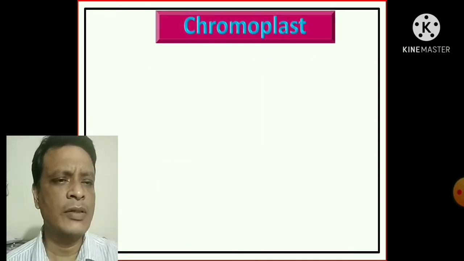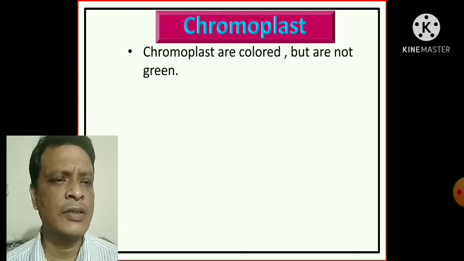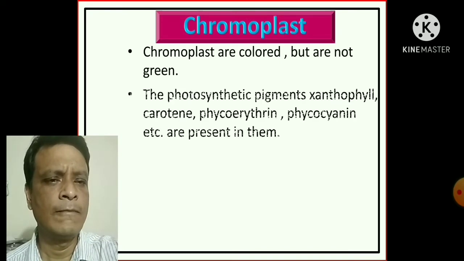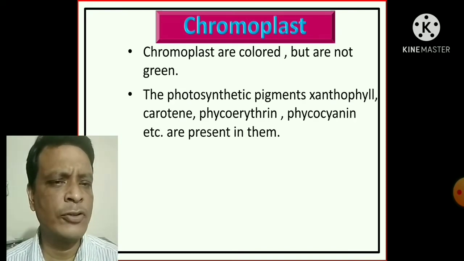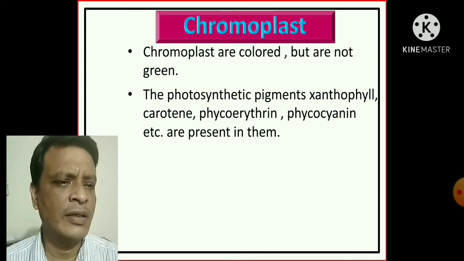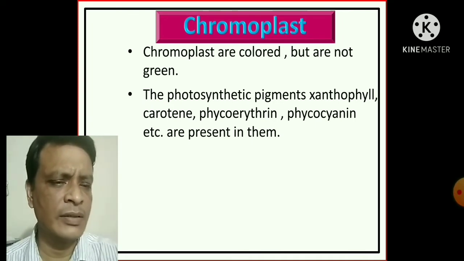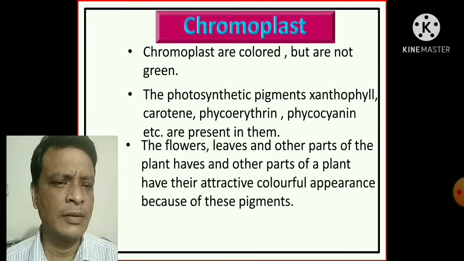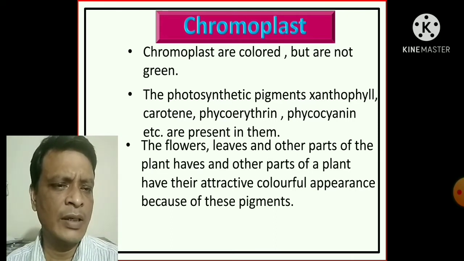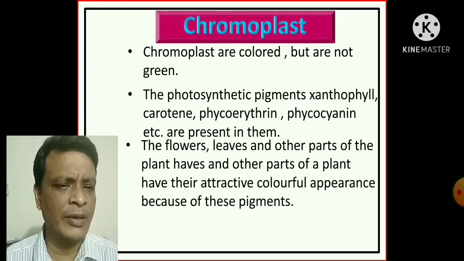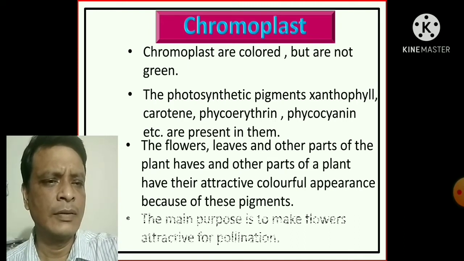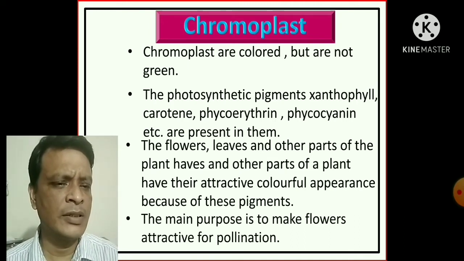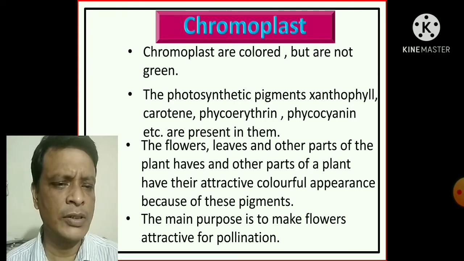Now the chromoplast. This is another type of plastid. Chromoplasts are colored but are not green. The pigments xanthophyll, carotene, phycoerythrin, and phycocyanin, etc. are present in them. The flowers, leaves, and other parts of the plants have their attractive, colorful appearance because of these pigments. The main purpose is to make the flower attractive for pollination.